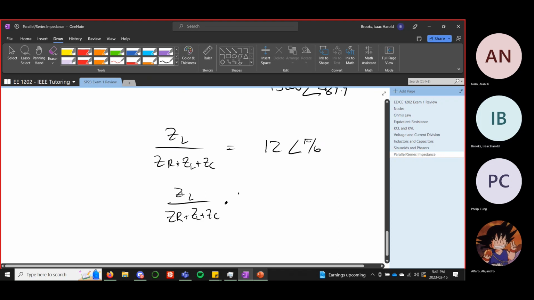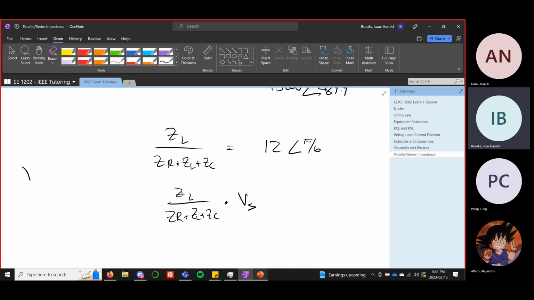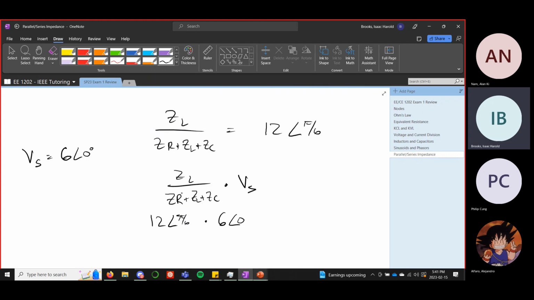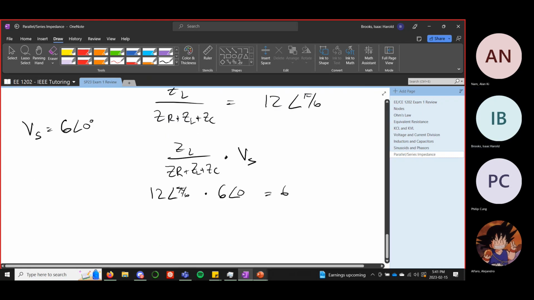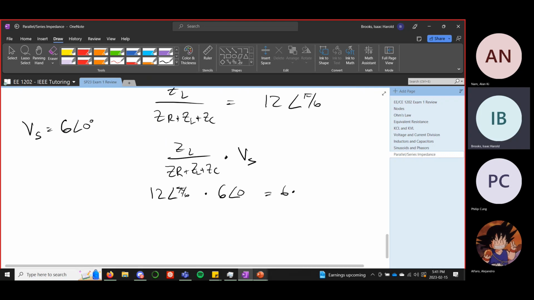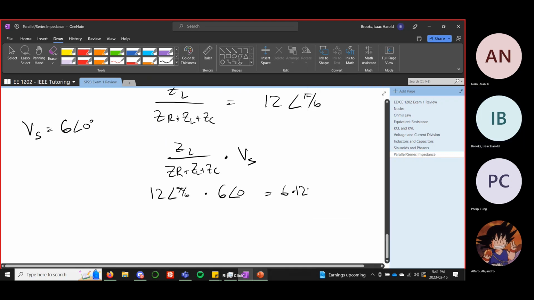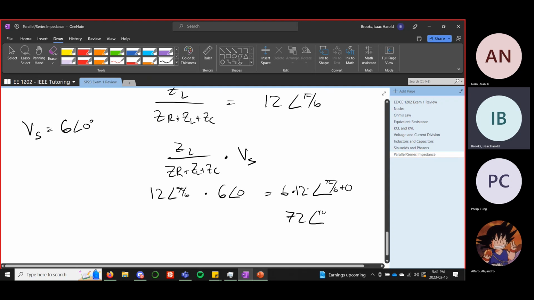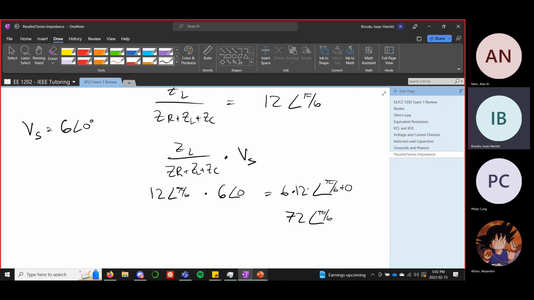Times your voltage source. And let's say our voltage source is 6 at an angle of 0 degrees. So when we're multiplying these two, 12 at an angle of pi over 6 times 6 at an angle of 0, we multiply their radii, their distances, so 6 times 12 at an angle of, and then we add their phases, pi over 6 plus 0. This would be 72 at an angle of pi over 6, okay? Not a great example, but that's how you do the phasor multiplication.